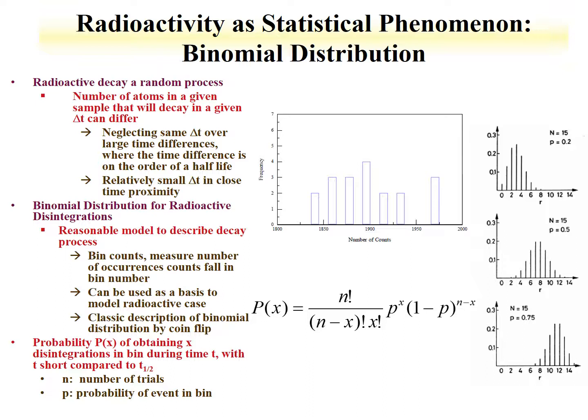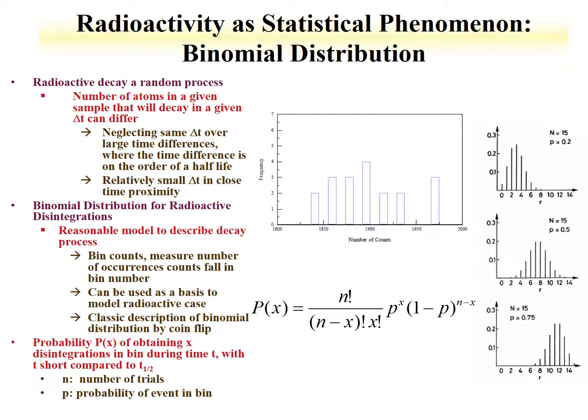A straightforward route to evaluating statistical and average behavior during radioactive decay is through utilization of binomial distribution equations. We're going to go over this in the next few slides, and what we're going to get to is a way of evaluating error from the number of counts that you have during radioactive decay. Right, so we know that radioactive decay is a random process. The number of atoms that decay in a given sample will differ for the same delta t.